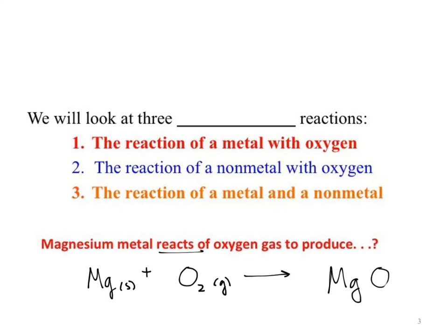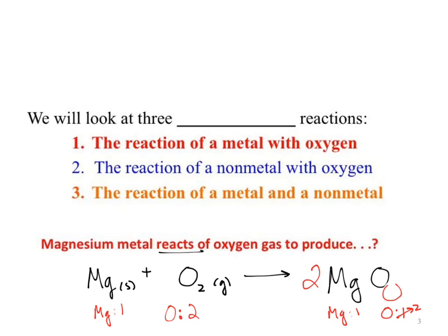We'd start with magnesium and say, how many magnesiums do we have? 1. How many magnesiums do we have on our product side? Is our magnesium balanced? Yes. How many oxygens do we have on our reactant side? 2. How many oxygens do we have on our product side? 1. How do we make it 2? 2 in front of the magnesium.